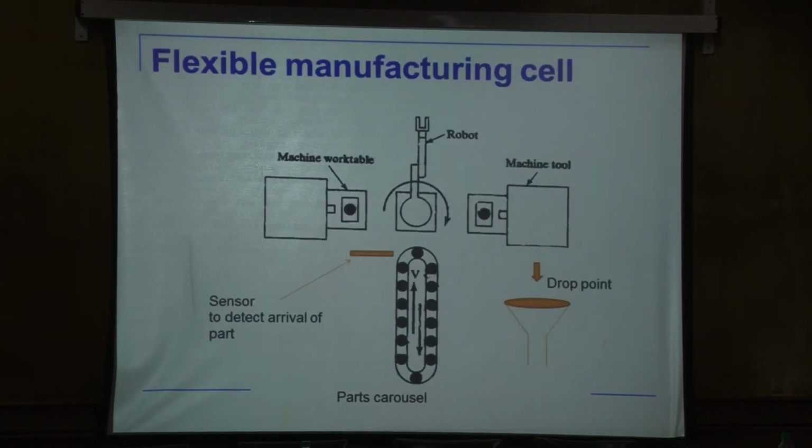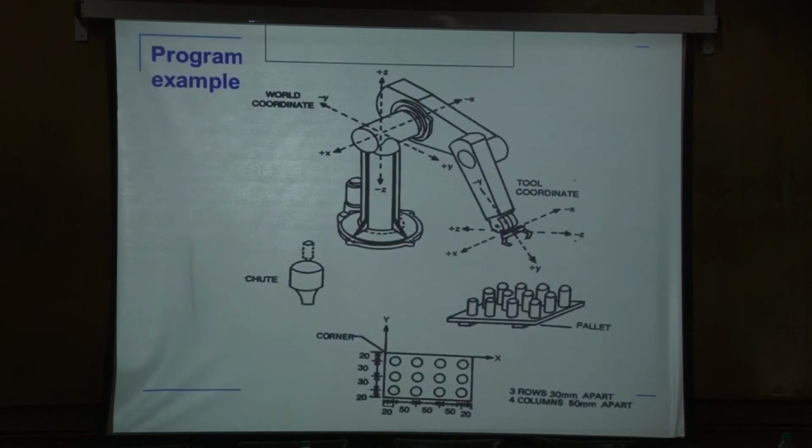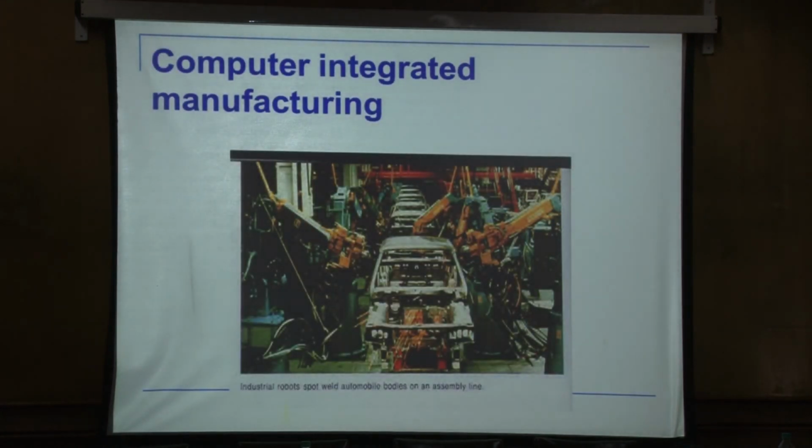In such cases, what is done, so if you're looking here, in this example, there are 3 robots which are doing spot welding. Now, in a car body, in the chassis, in the car, the sheet metal is put on top. And the sheet metal is welded onto the chassis by means of spot welds.